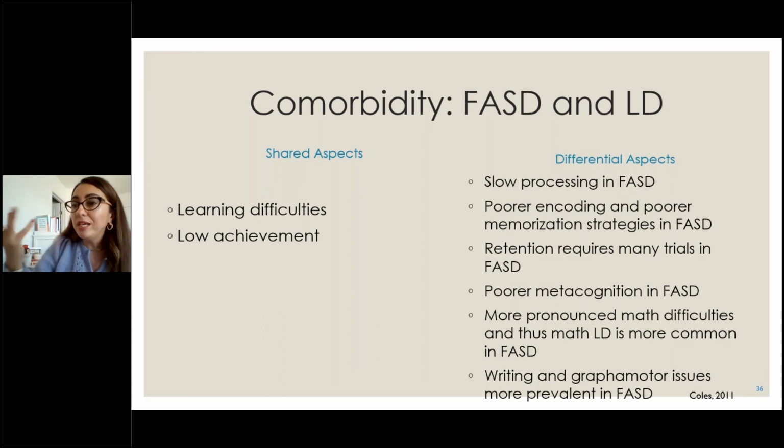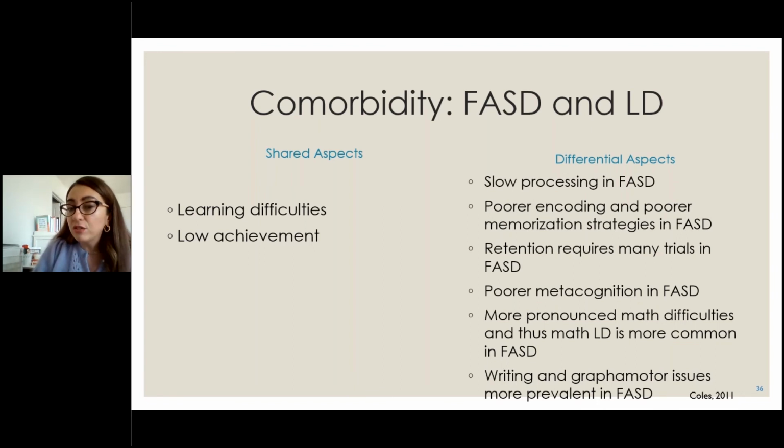Encoding is how much new information we can take in. So we see more poor encoding and poor memory strategies in FASD as compared to a learning disability. So when they get the evaluation done for memory, we will see that kids with FASD have much lower memory scores than kids with learning disabilities.